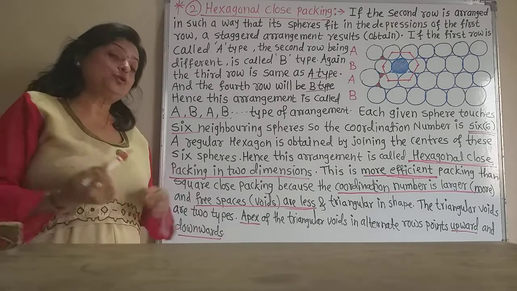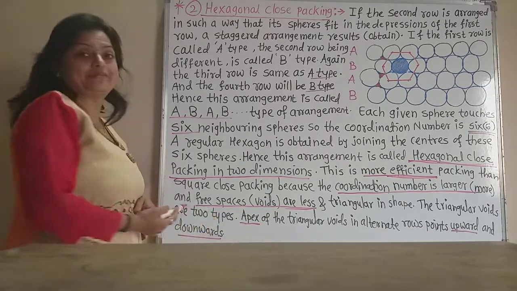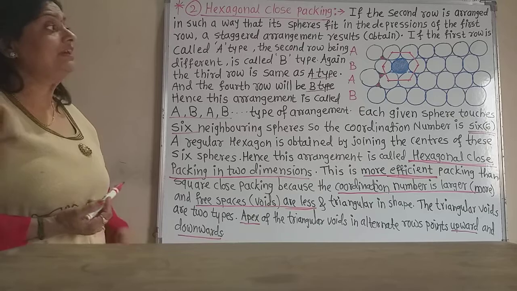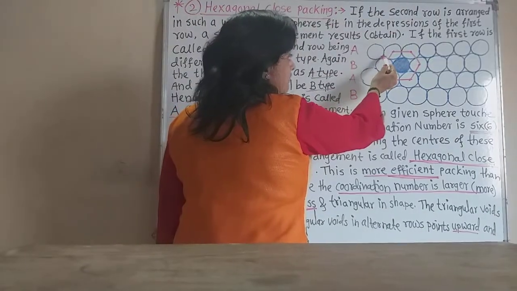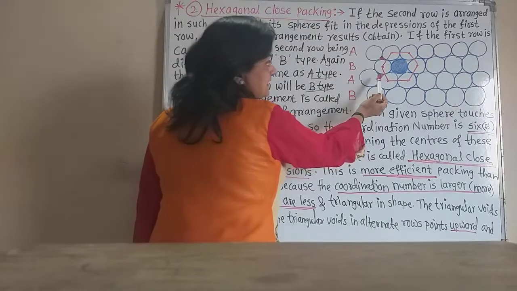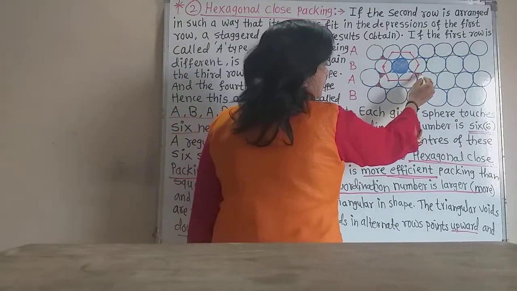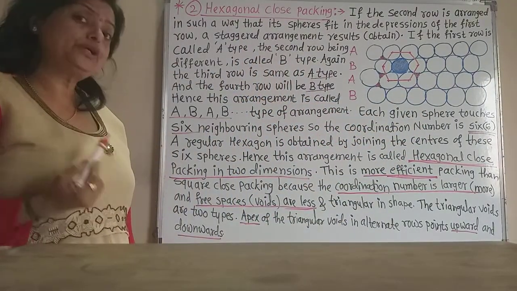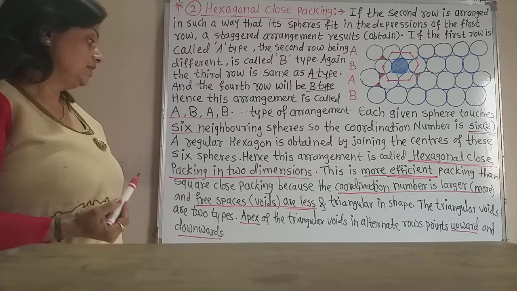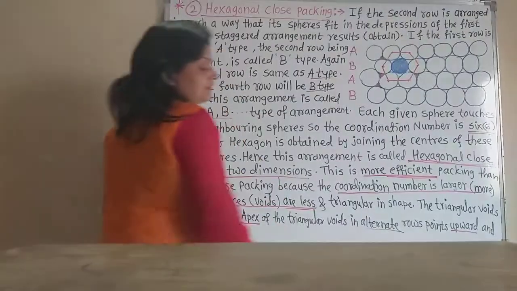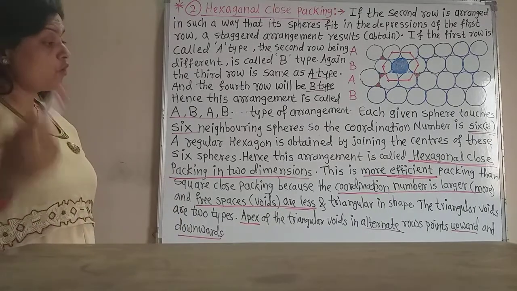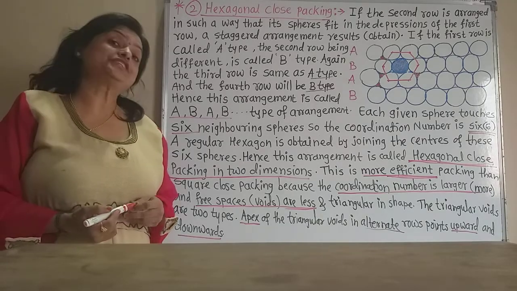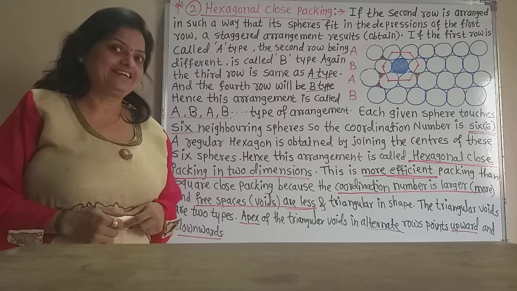Again, these triangular voids are of 2 types. How are they of 2 types? In one type the apex of the triangular void points upward, and in the second type the apex of the triangular void points downward. Therefore there are 2 types of triangular voids. The apexes of the triangular voids alternate, pointing upwards and downwards in alternate rows. Now this is the hexagonal close packing, which is the more efficient close packing.